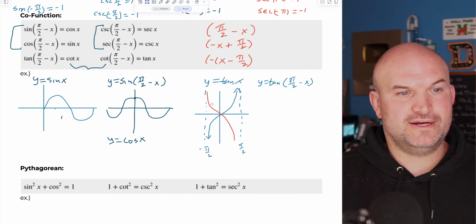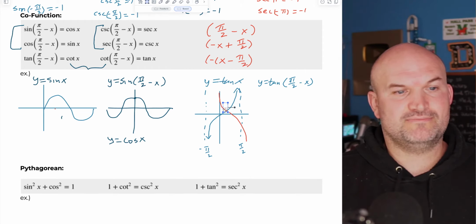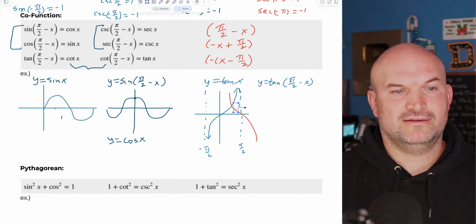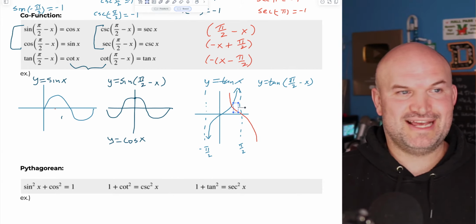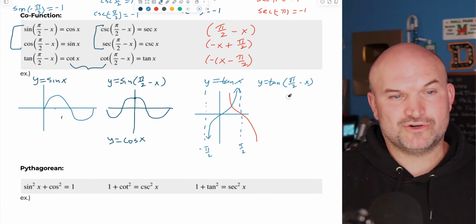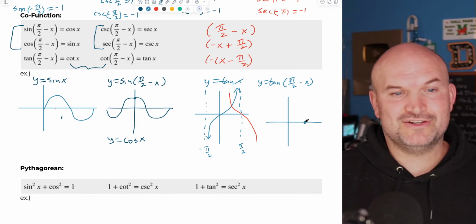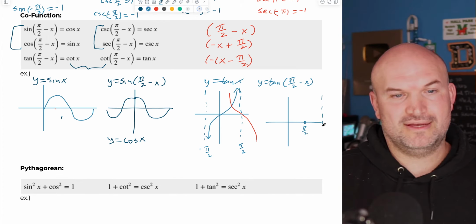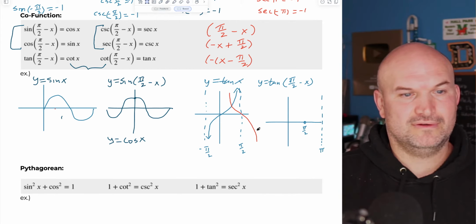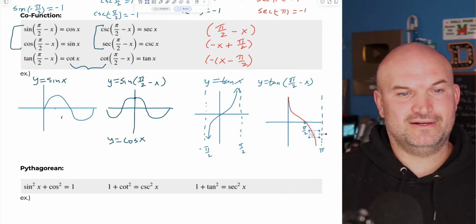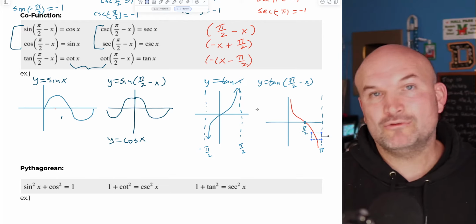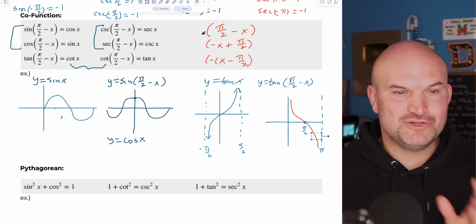So I'll take this little thing here. If I move this pi halves to the right, then wow, that looks very, very similar to what the cotangent graph would look like, right? Because the cotangent graph, if you recall, has a y-intercept at pi halves. It has an asymptote at pi. And yes, ladies and gentlemen, that graph, it's not perfect the way I have it here, but that, boom, is exactly what we're looking at for the cotangent graph. So you can see how they relate.